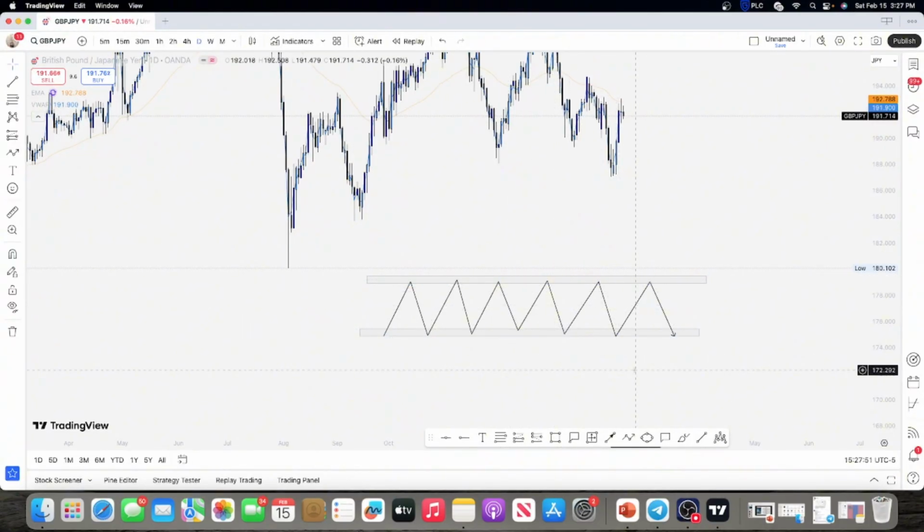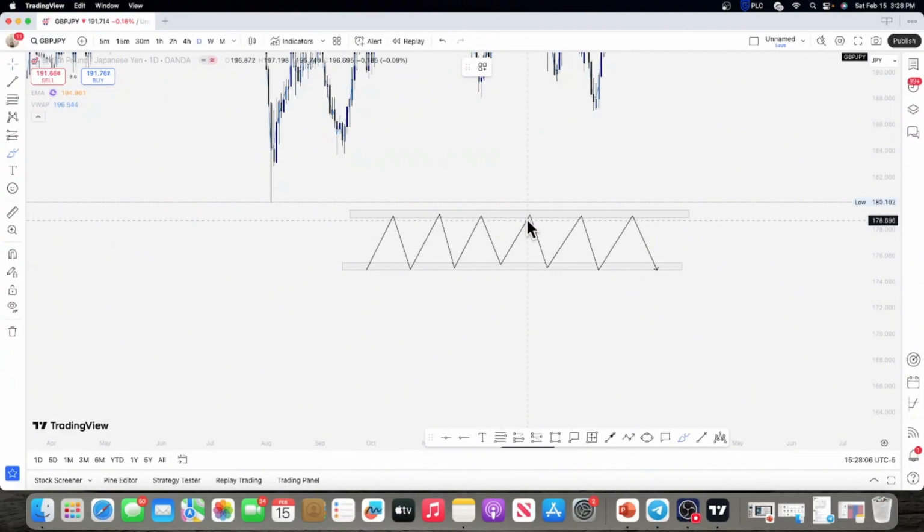So just by looking at this, what do you think? Is it a good area to start buying the market or selling the market? With this market condition, you definitely do not want to buy or sell the market at all. Now let me explain to you why.